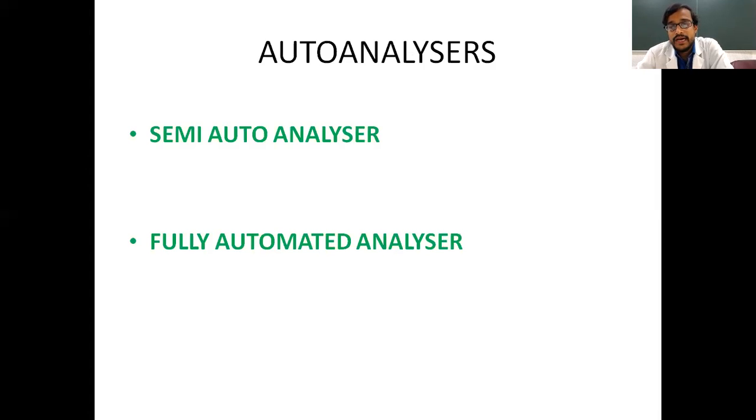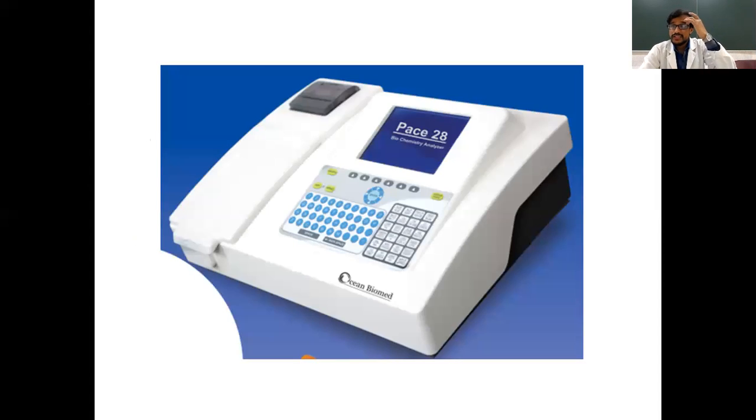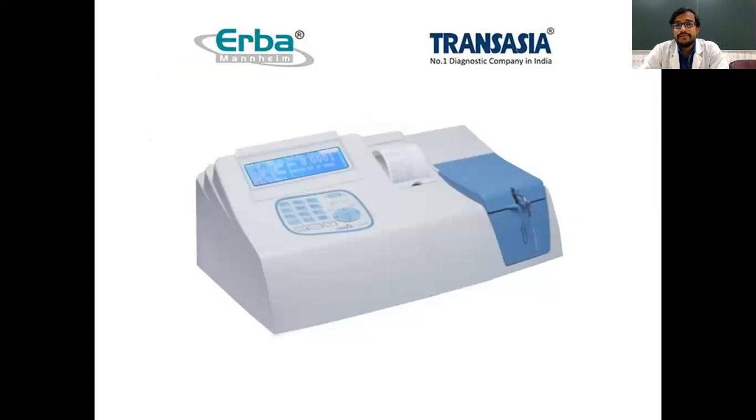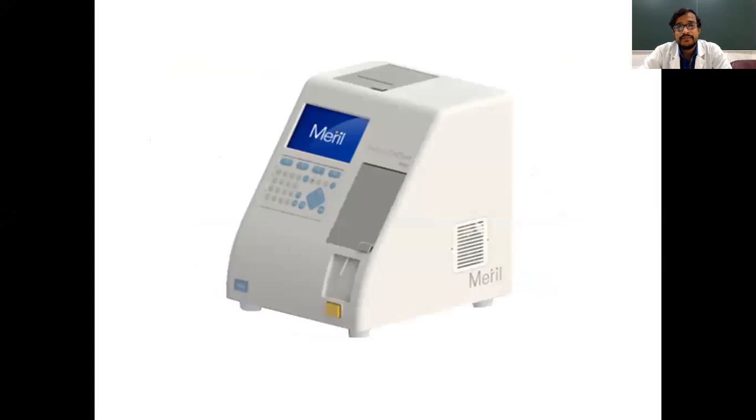Coming to the semi-auto analyzer, you had already seen in early clinical exposure how the semi-auto analyzers and auto analyzers are. So this is the semi-auto analyzer. These are different semi-auto analyzers which are routinely used in clinical practice. And this is the semi-auto analyzer which is used in the Gayatri Hospital.